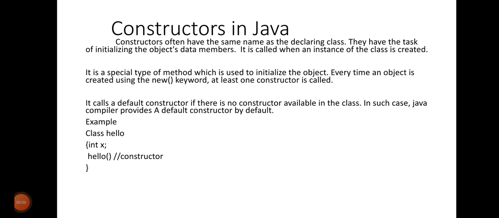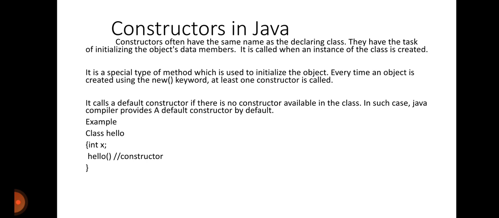Constructor has the same name as the class name. That is, the class name and the method name must be the same. So when the class name and method name are the same, it is called the constructor. It is used to initialize the objects of the data member.